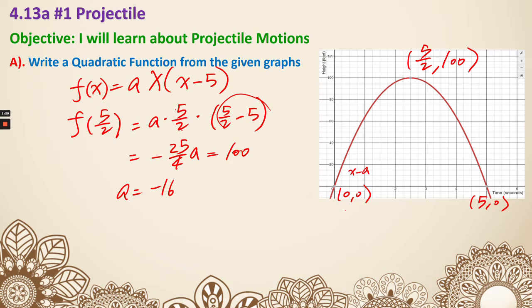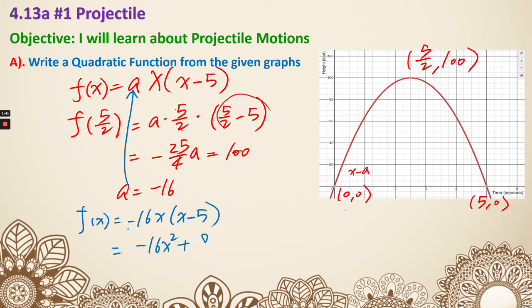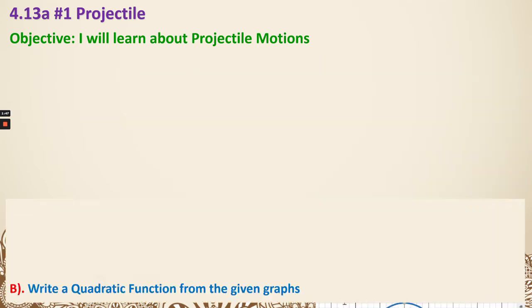I can put it back into the intercept form right here. So f of x is negative 16x times x minus 5, which gives me negative 16x squared, and then negative 16x times negative 5, so it's going to be plus 80x. That is A. Now let's see B.